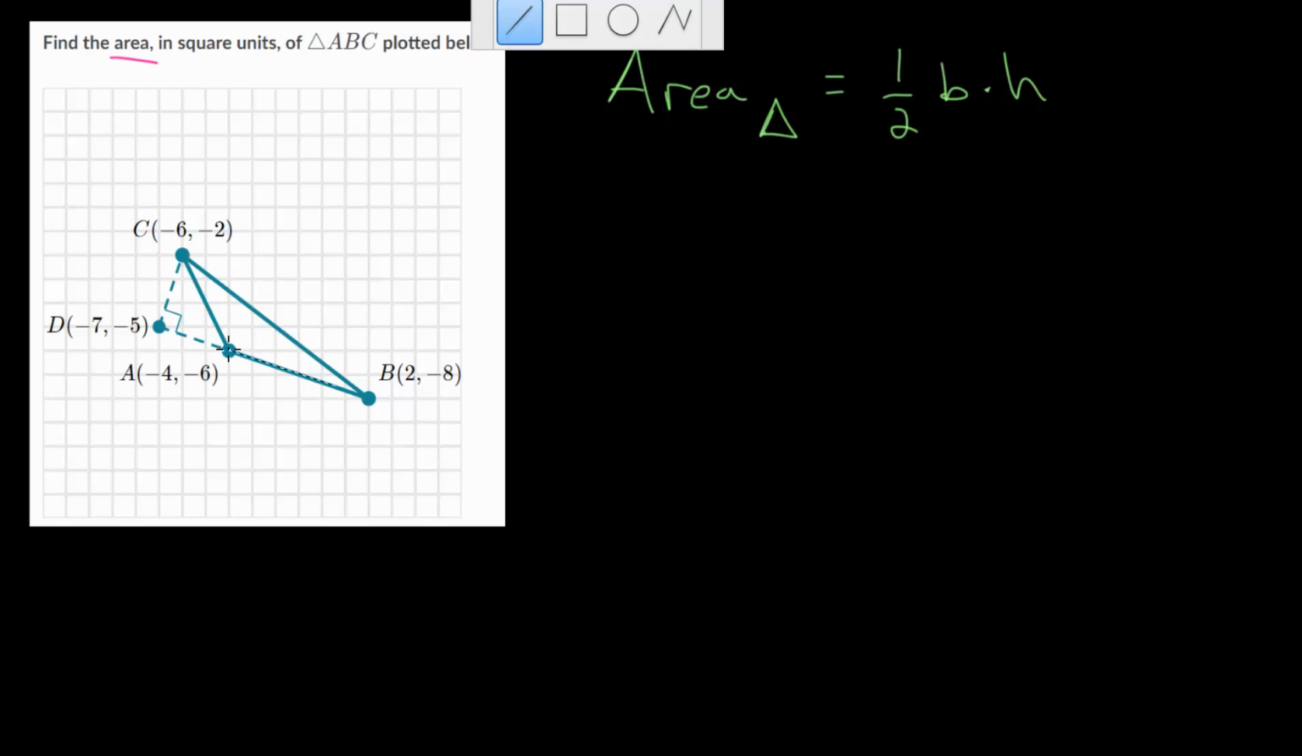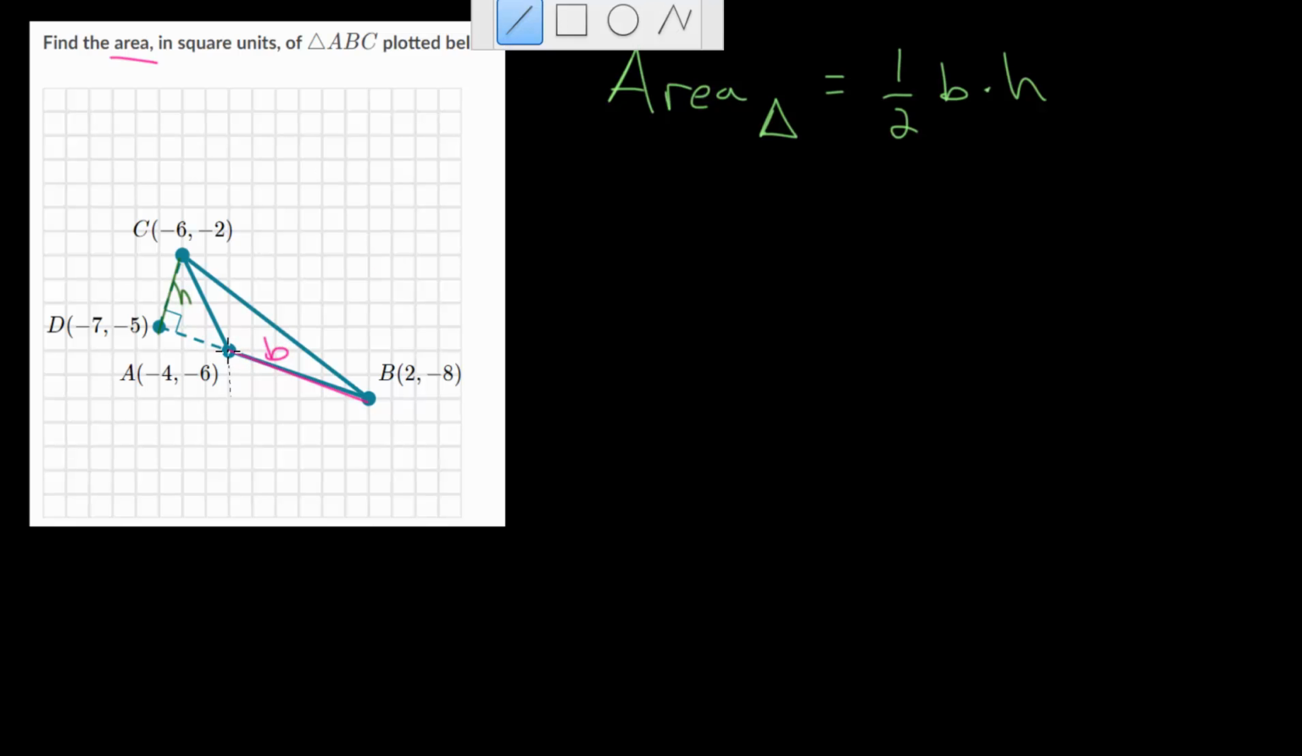So this length right here, we can call this the base of the triangle. And this length right here, like I said, we can call that the height of the triangle. Actually, let me put that on the inside. And to find these lengths, we can either use the distance formula, or we can just decompose these lengths into right triangles. And that's a more visual method. So that's the approach I'm going to take.